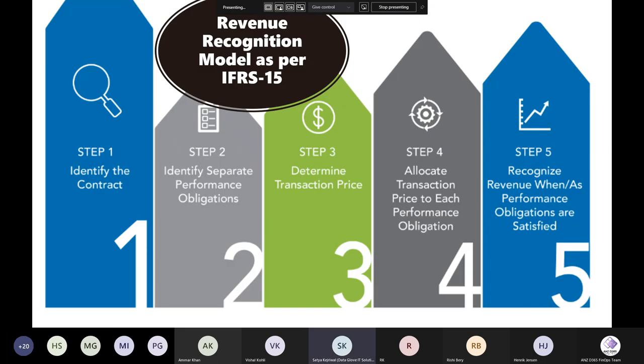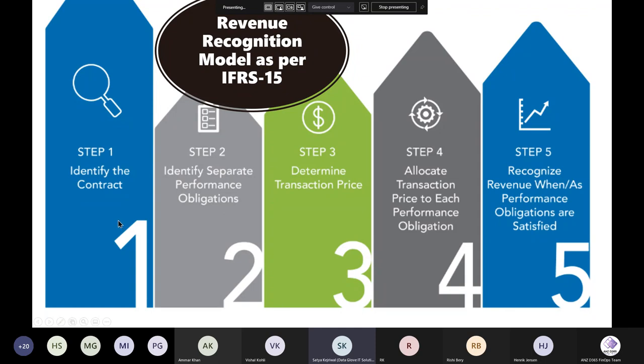Right. Revenue recognition model as per IFRS 15. So what is IFRS 15? We don't need to know too much detail about IFRS 15. It's core accounting, and accountants generally go into detail on that, but how the system can support it and what the major highlights are from IFRS 15, at least we should know those things.